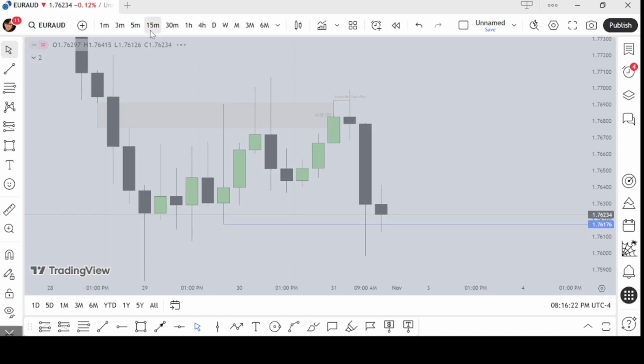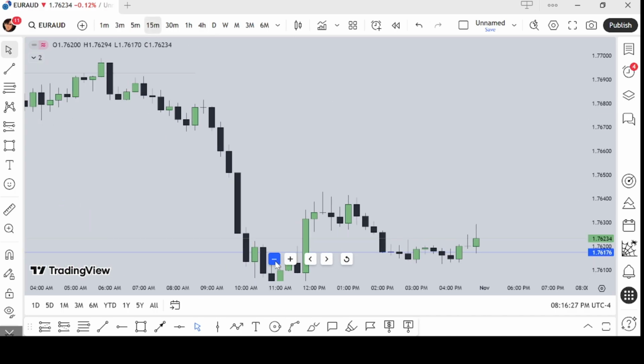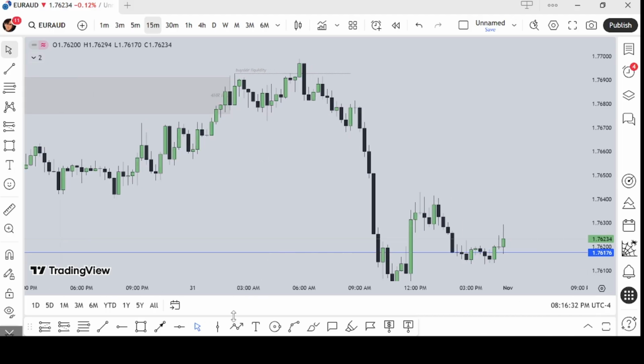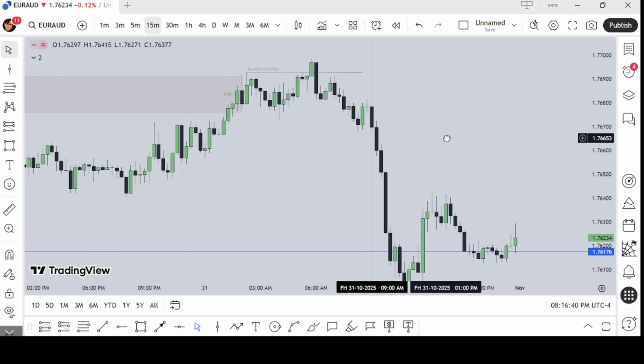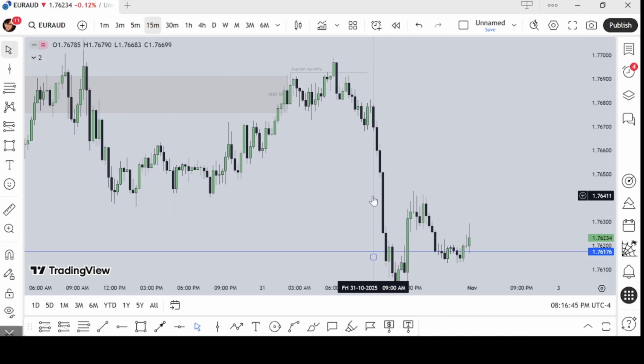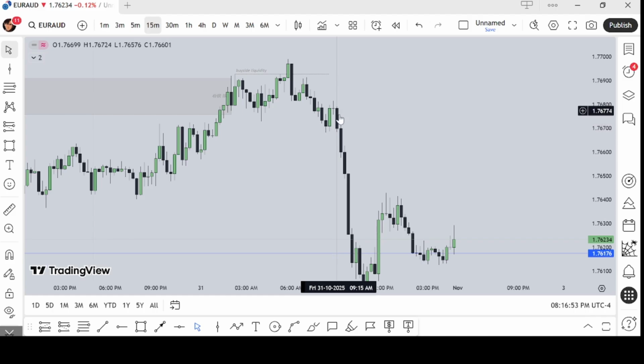So let's go down to the 15-minute time frame. Now remember, I'm trying to catch the fifth candle on the 4-hour time frame, which usually starts at 9 a.m. in the morning, right? Remember, this is 15 minutes, and I'm trying to catch the 9 a.m. candle down to this blue line, down to this level, right?